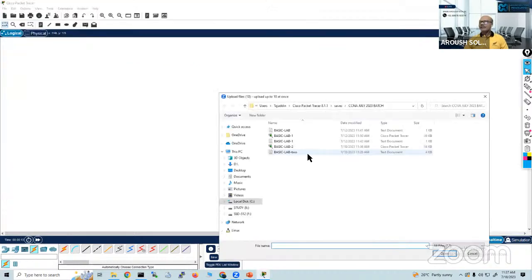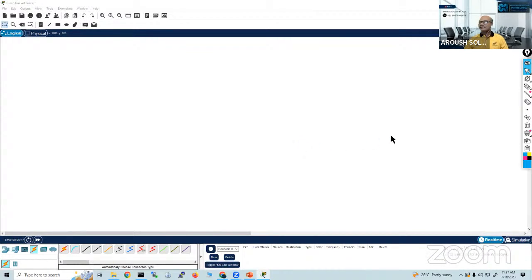Same file I will send you guys. I think you have received it, right? The PKT file. Open that and check whether it is updated with the colors. When you open it, just replace the existing file. Did you get the colors?